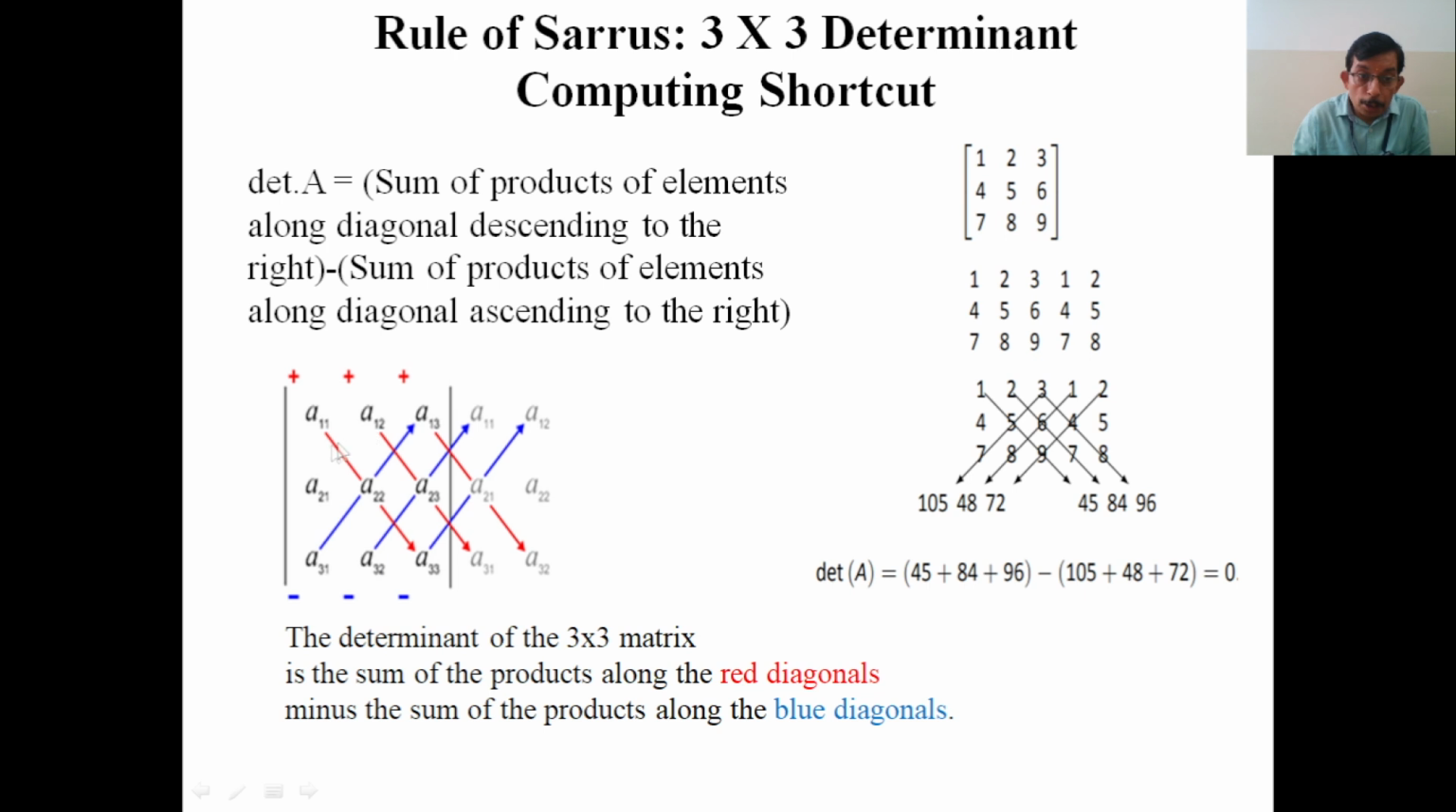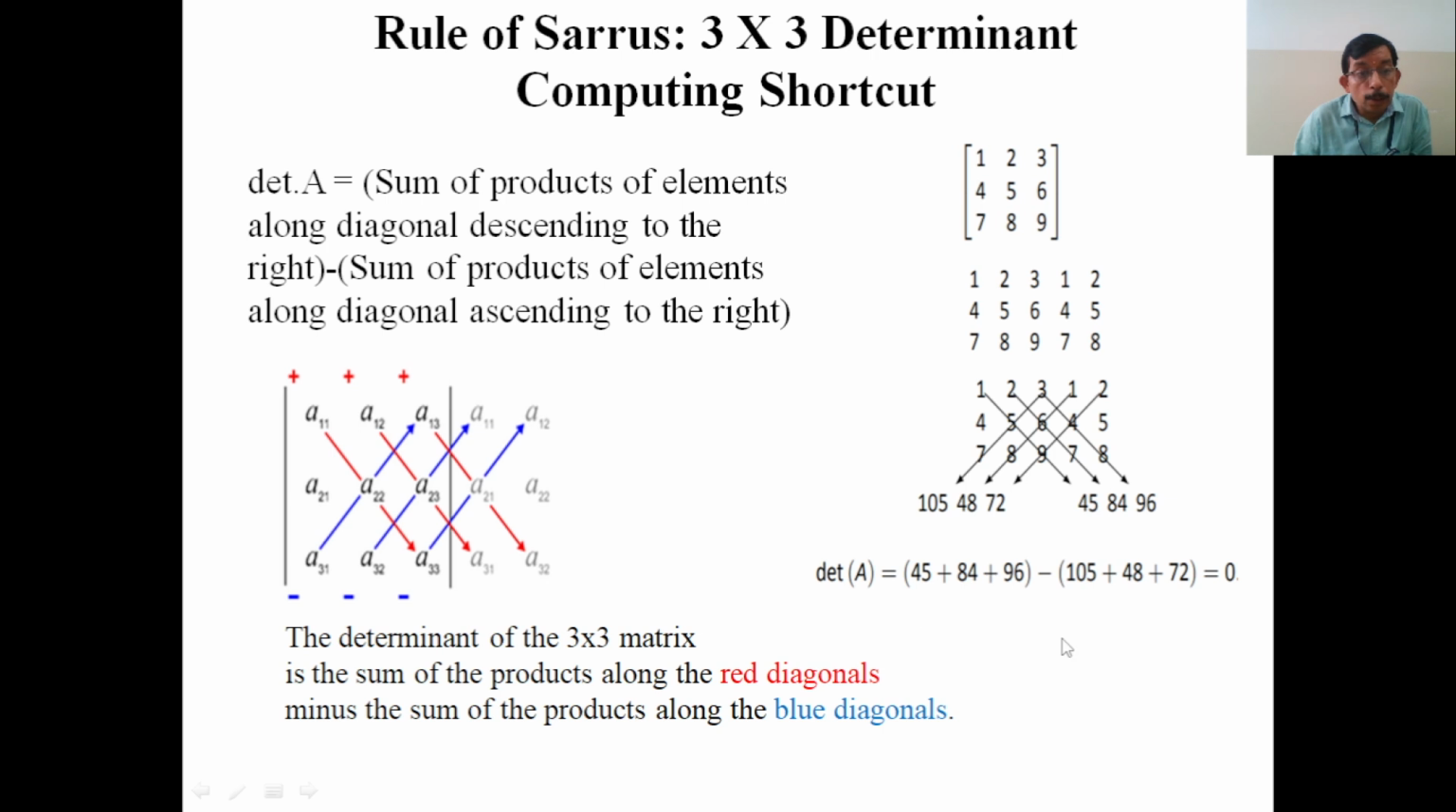Then the value of the 3 by 3 determinant is the sum of the products of the elements along the diagonals descending to the right, minus the sum of the products of the elements along the diagonals ascending to the right. First we take the descending diagonals to the right and sum the products of the elements, and then we take the ascending diagonals to the right and sum the products of the elements.